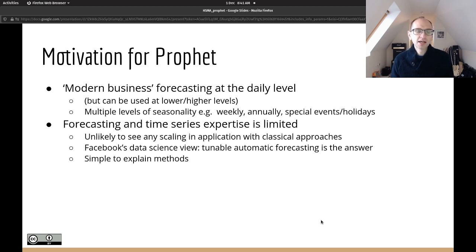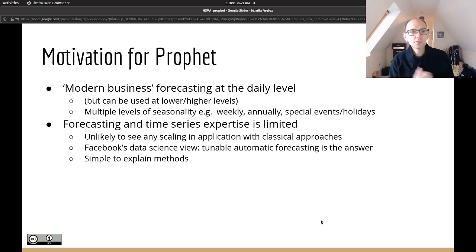And the reason for that is that this type of time series has seasonality at the weekly, the annual level. So there's multiple types of seasonality there, and it has these spiky events in it. It has these special events. Holidays, for example, may cause huge influxes of demand on certain types of health services, and Prophet makes that really easy to model.